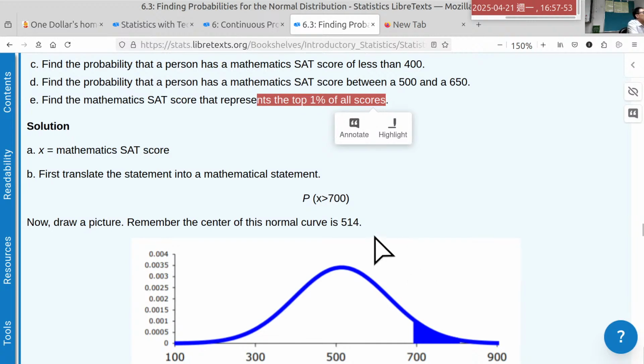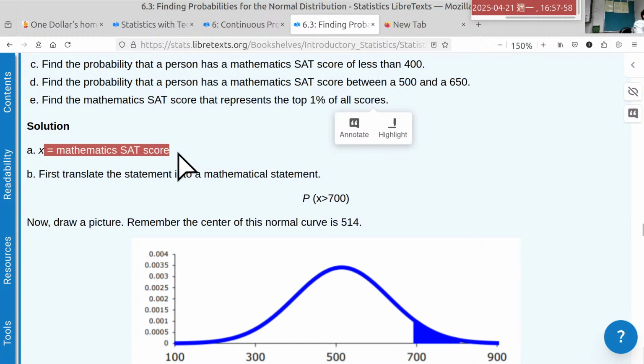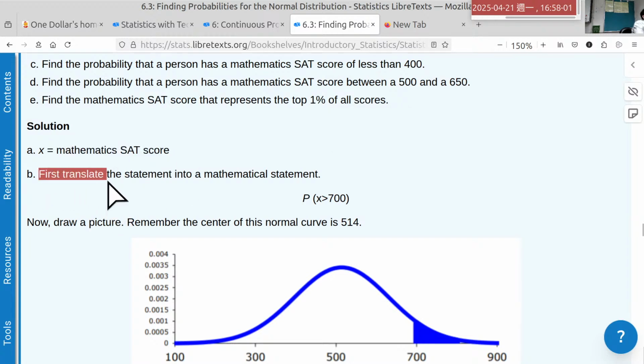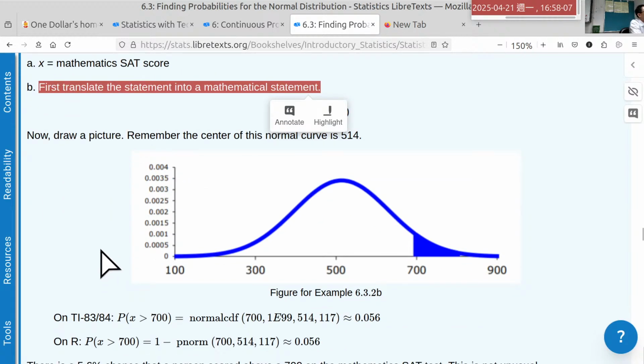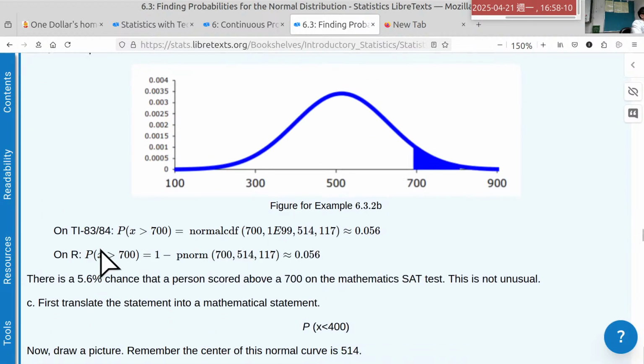Okay, let's check it. The solution to question A. X equals mathematics SAT score. B, first translate the statement into a mathematical statement, like this one. And okay, here's the question. What's the probability X greater than 700? Thus, we can put them together. 700, 1e99, 514, 117. Okay, please give me 2 more minutes. I will finish this one.